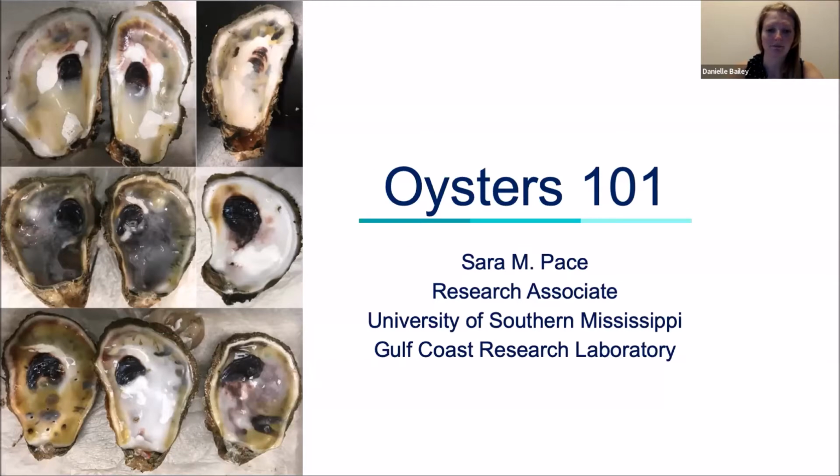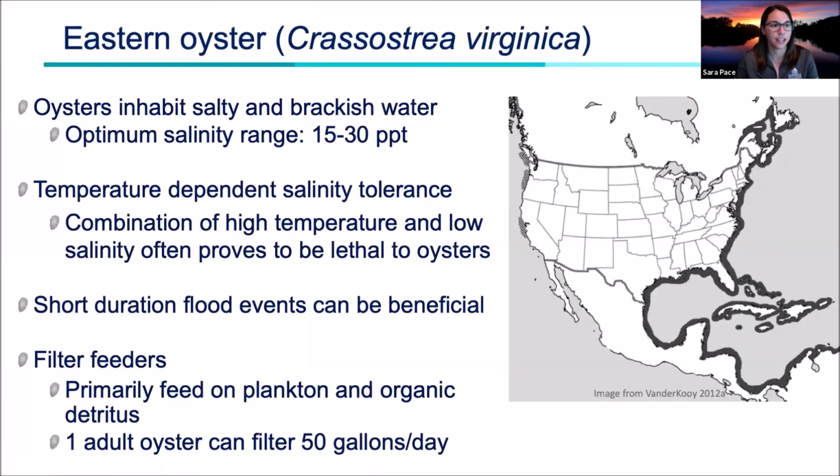All right, well, thank you for that introduction, Danny, and thanks everyone for tuning in today. Today we're going to be talking all about oysters, specifically the eastern oyster, Crassostrea virginica. These oysters have a range from Canada to the Gulf of Mexico, including the Caribbean islands, Central America, and parts of South America. These oysters inhabit salty and brackish water. Their optimum salinity range is between about 15 and 30 parts per thousand.